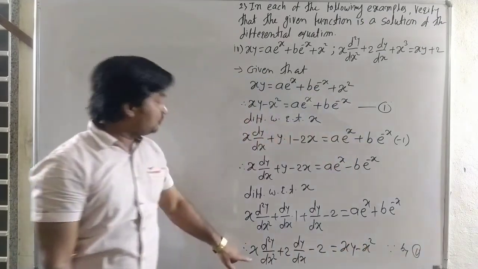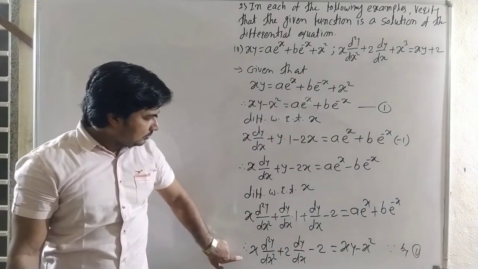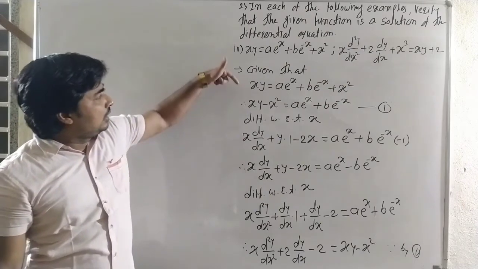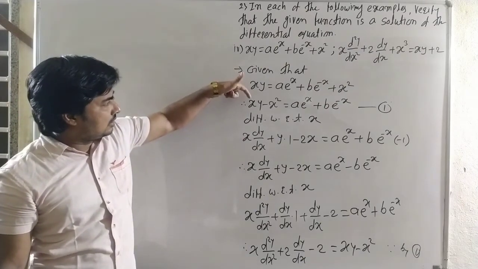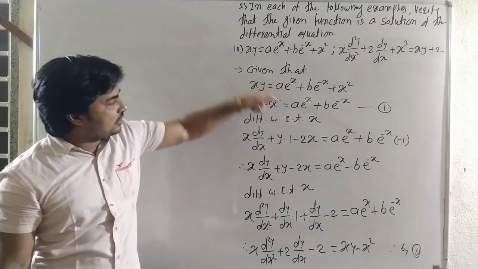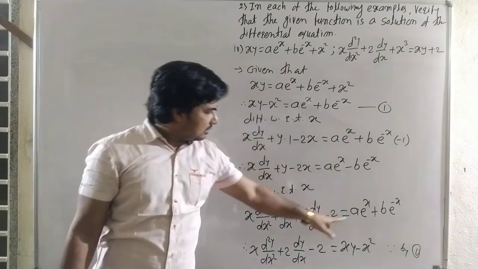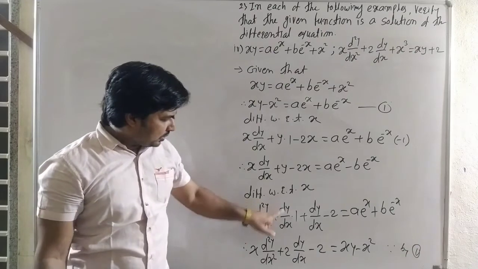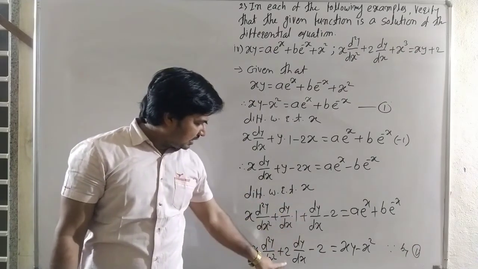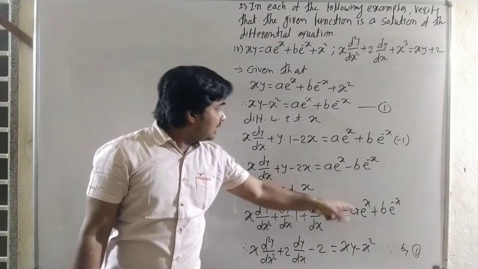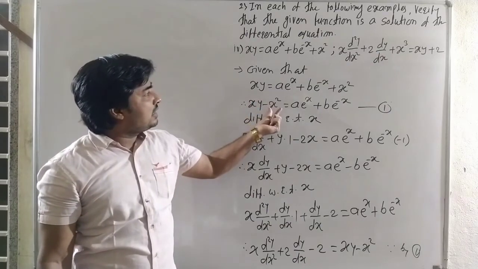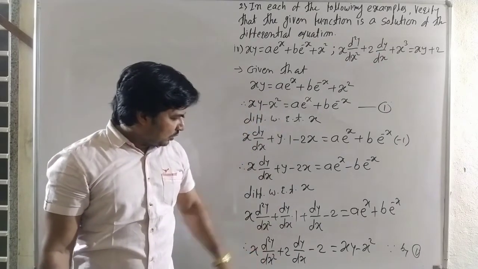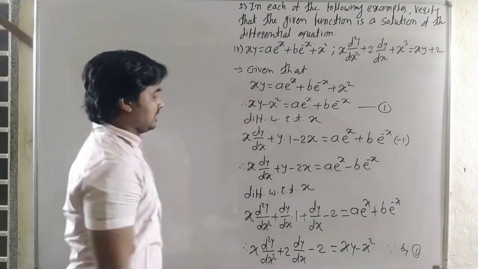See carefully this. And here, now it is xy minus x square e raised to x. We put this value, and here x d2y by dx2 plus dy by dx plus dy by dx, it is minus 2, and here xy minus x square. Okay. Now we want to write the last answer.